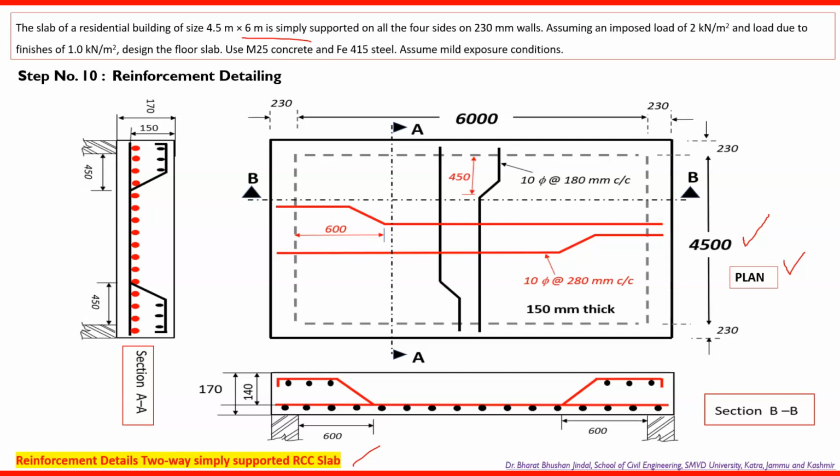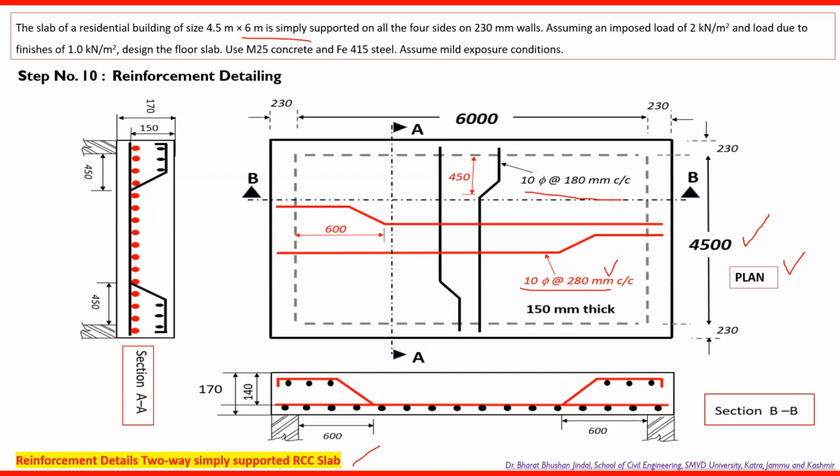Now the black color bars indicate the alternate bars that are bent up bars, and we are providing the bent up bars as per the code provision. Here you can see that these are 10 mm dia bars at a center to center spacing of 180 millimeter. First of all, we will be providing this black color bar, that is the steel parallel to the shorter span, and then the red color bars give you the information that these are steel bars of 10 mm dia at 280 mm center to center.